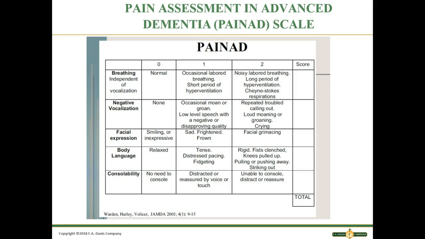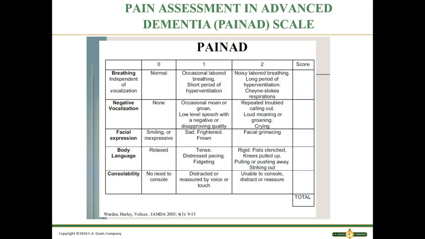There are 5 specific indicators: breathing, vocalization, facial expression, body language, and consolability. The total scores range from 0 to 10, with higher scores indicating more severe pain. For each of the 5 rows, determine the score 0, 1, or 2 based on the presenting behavior. The score is expressed as the total out of 10, such as 6 over 10.